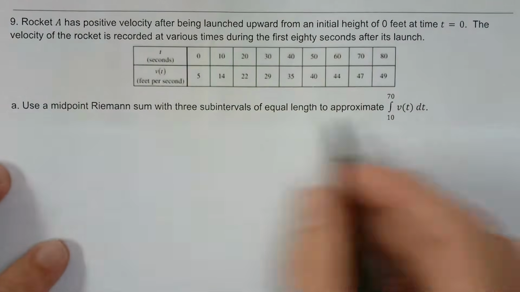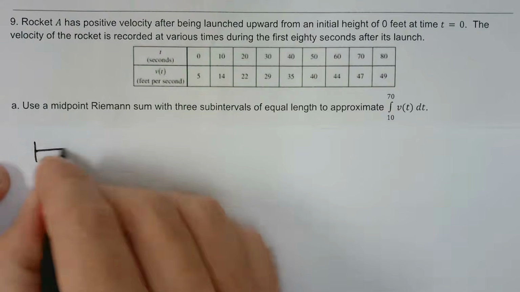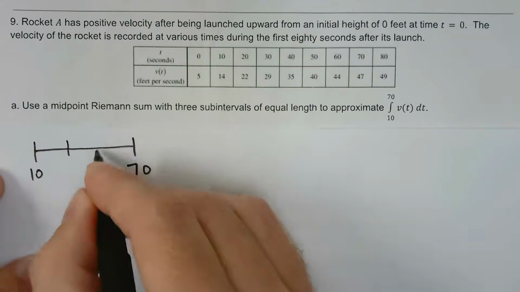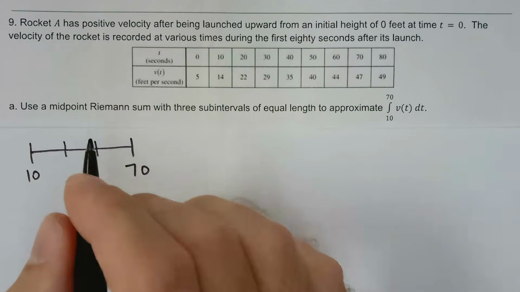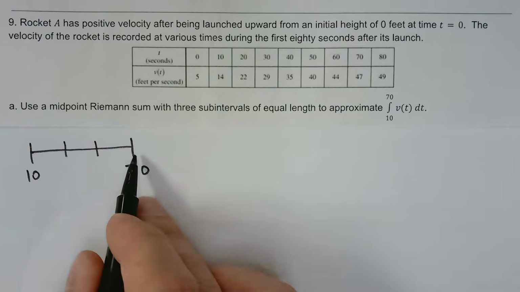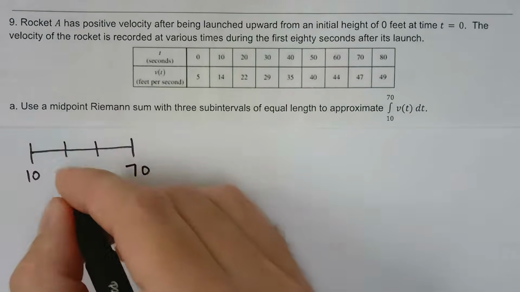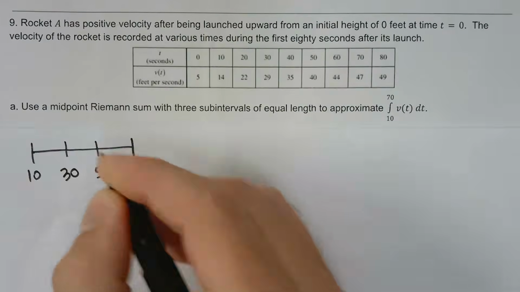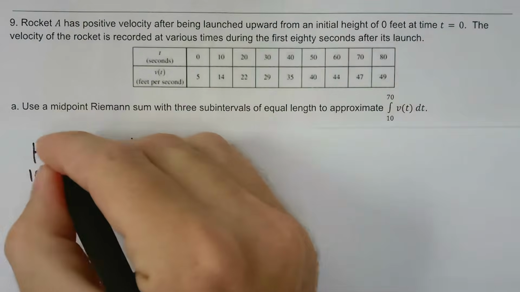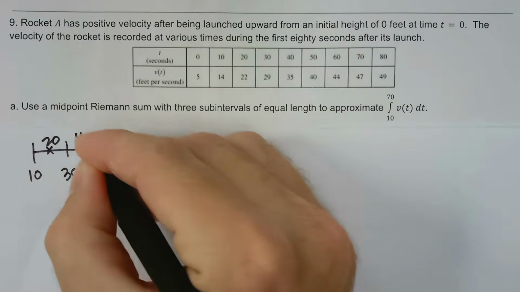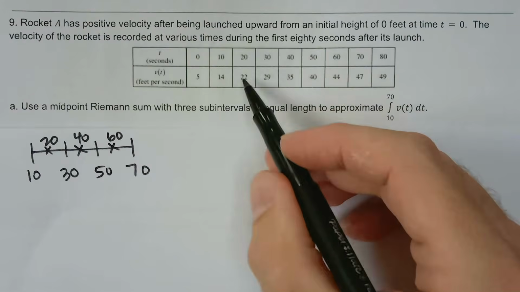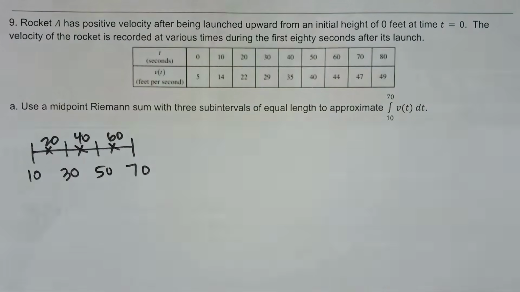All right, so 10 to 70. 3 subintervals of equal length. Well, we've got a width of 60 from 10 to 70. We're dividing it in 3, so it should be 20, 20, 20. So 30 and 50, and if I'm looking for the midpoint, okay, halfway between 10 and 30, that's going to be 20. So the actual heights of my rectangles, I'm going to be getting from t equals 20, t equals 40, and t equals 60.